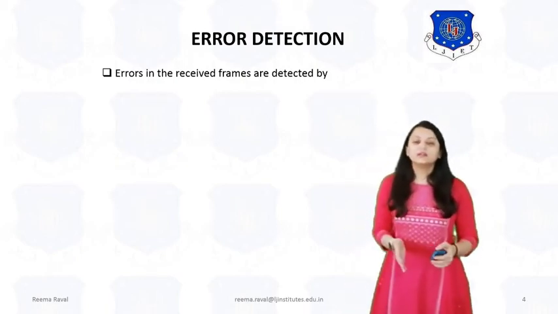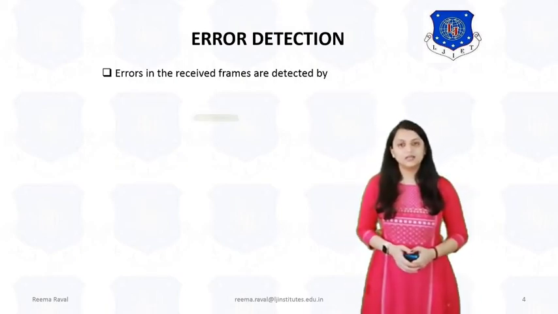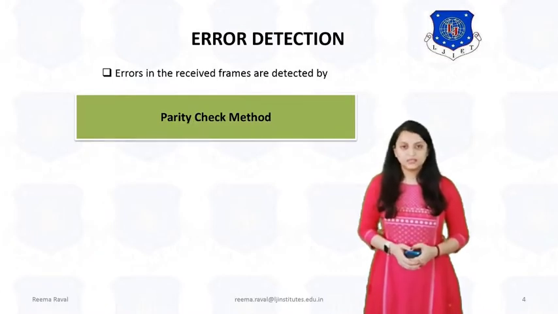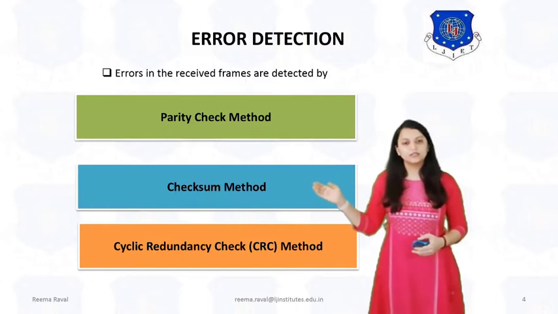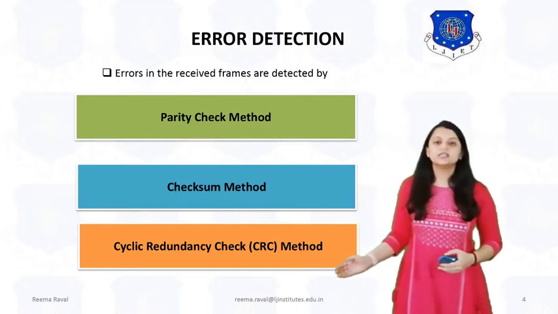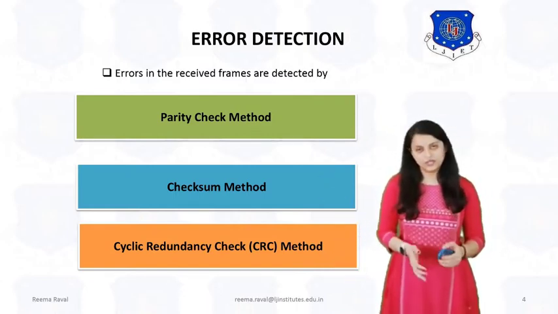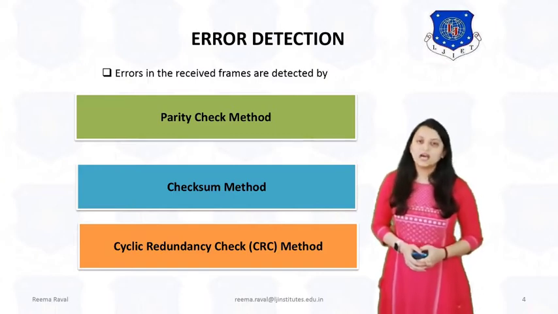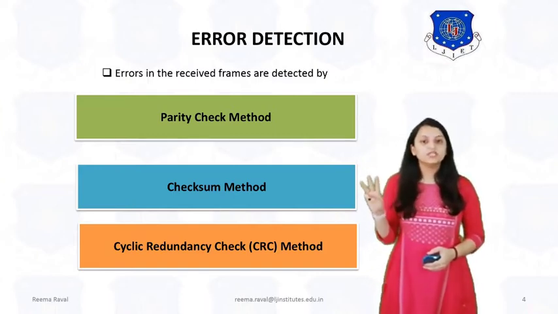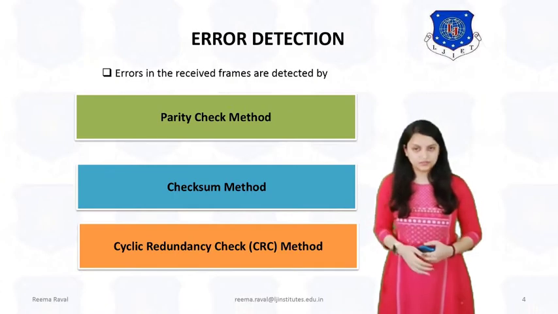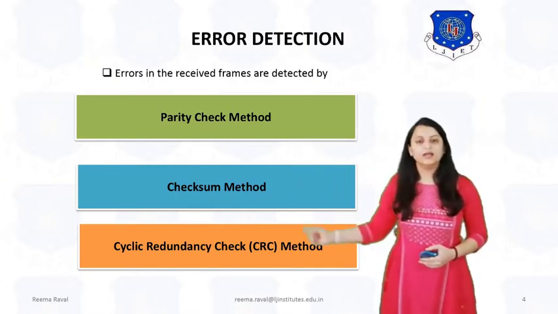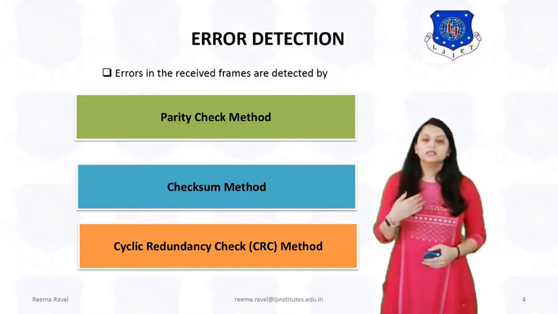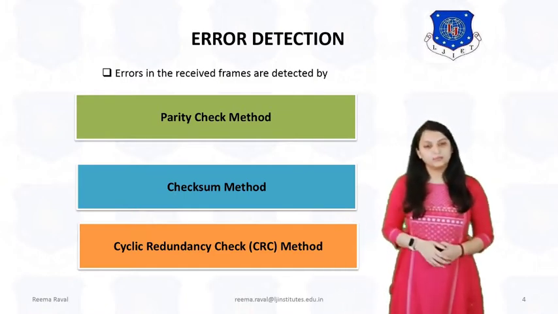Errors in the received frames are detected by the first method, the parity check method, the second method, the checksum method, and the third method, CRC, the cyclic redundancy check method. So these are basically three methods using which we can detect errors: parity check method, checksum method, and CRC method. Let us see the first one, the parity check method.